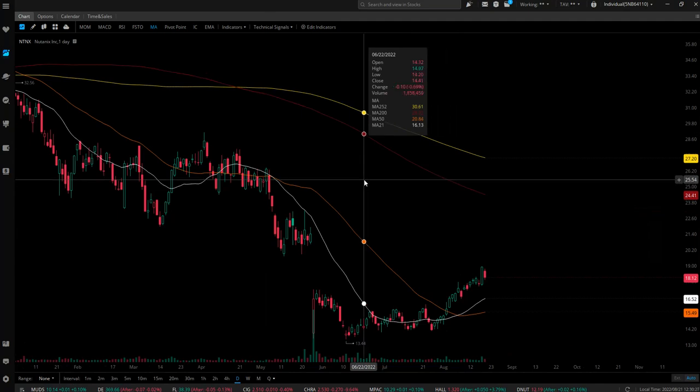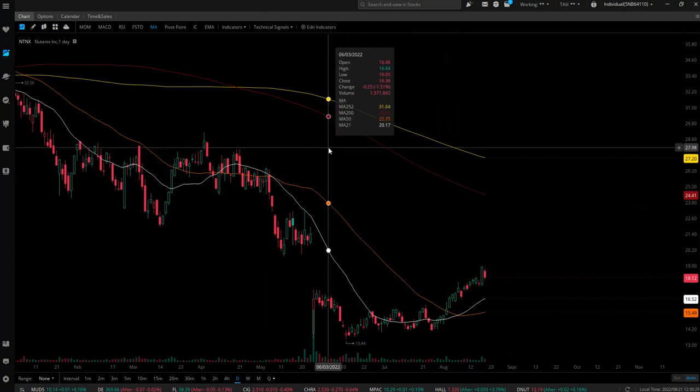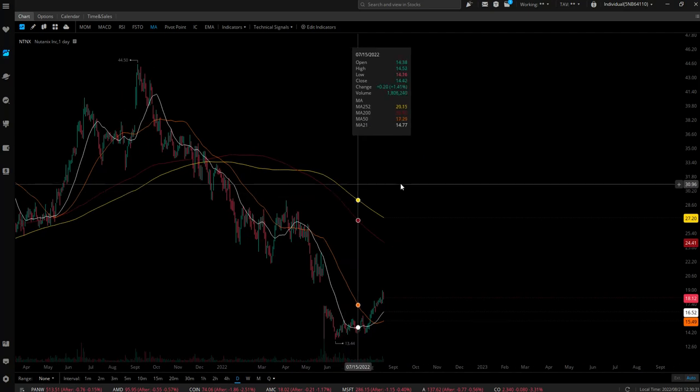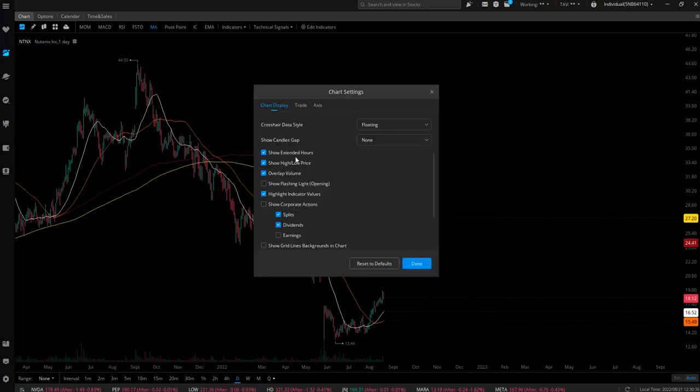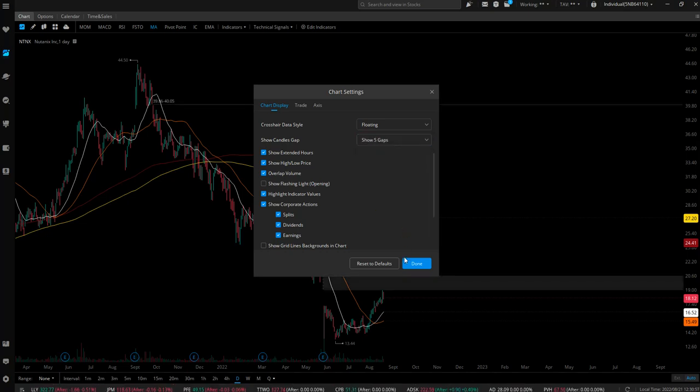Now, one more thing to do before we get started with the moving average. To set up gap viewing on your chart, right-click anywhere on the chart, go to Chart Settings, make sure Extended Hours is checked, show high-low price. You want to overlap the volume, highlight indicator values, and then show corporate actions for splits, dividends, and earnings. And then up here for show candles gap, put 5 because you want the maximum amount possible. And this is just 5 at one time, not 5 total.